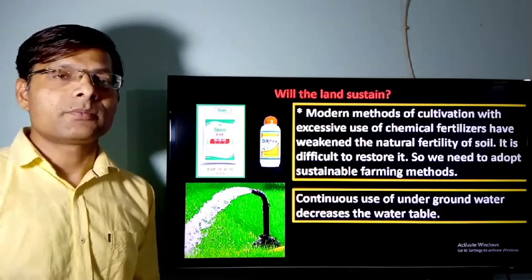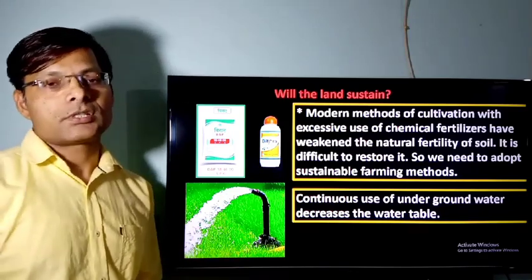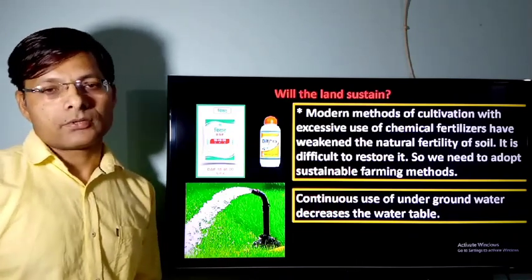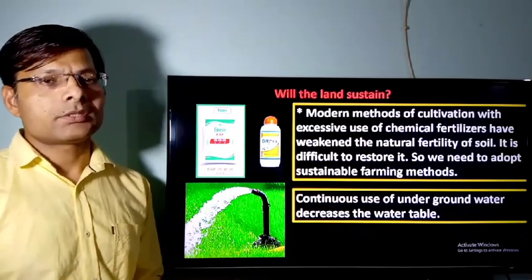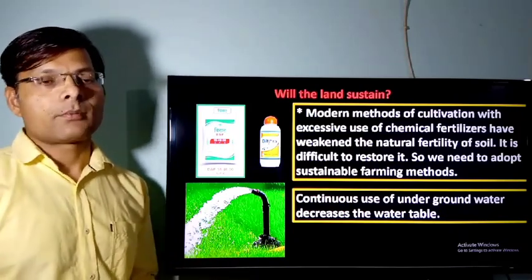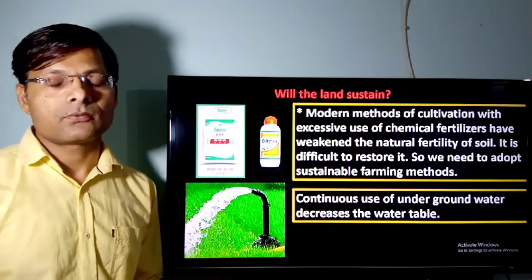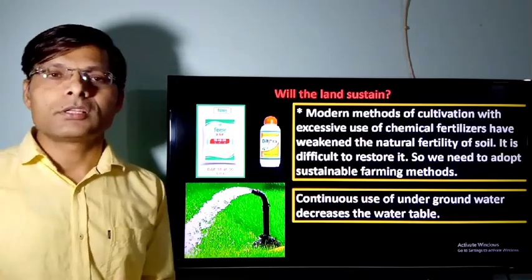The jet pumps have been used, and the water table has gone very deep this time. So we are not getting water in the upper layers of soil, and we have to drill very deep. This is all becoming a problem. In future it will cause drought for the nation or for different areas. So we have to deal with all these situations.